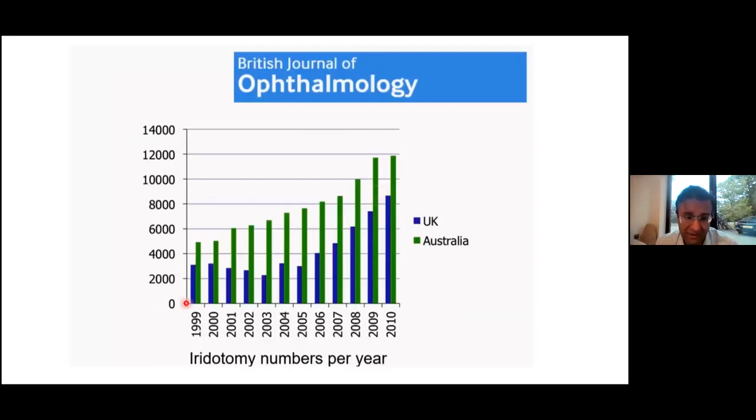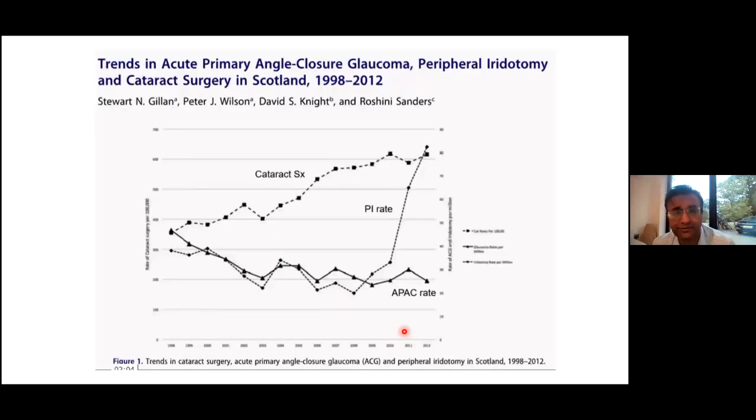But at the same time, between about 1996, 1998, and 2010, you will see that the rate of YAG peripheral iridotomy was also rising exponentially, because at that time YAG machines became more widely available at cheaper rates. And people started to shift from surgical peripheral iridotomy to laser peripheral iridotomy. So you can also argue that rather than cataract surgery, it was the higher rate of YAG PI which led to the lower presentation of acute angle closure.